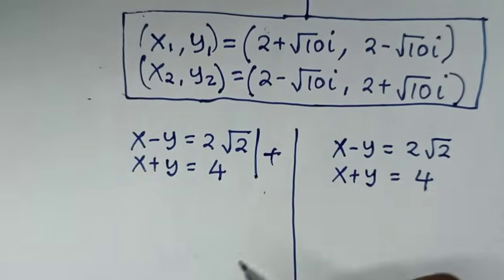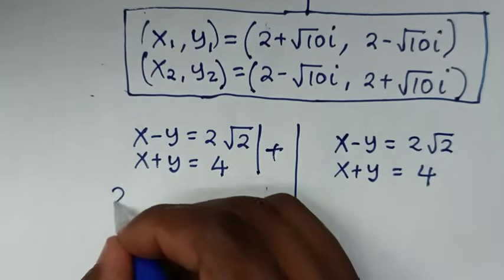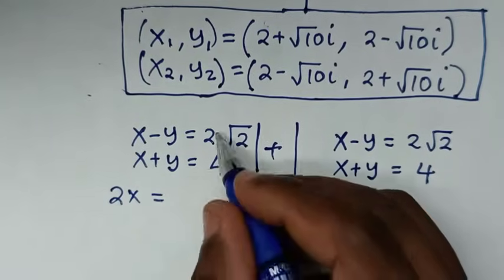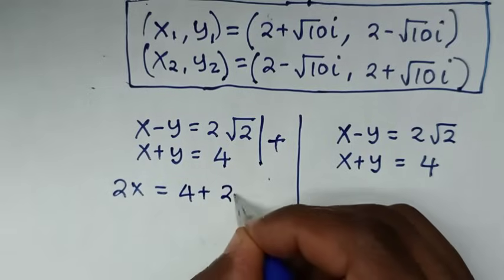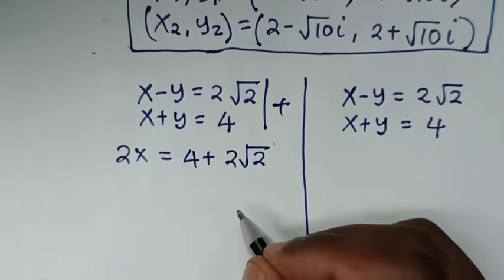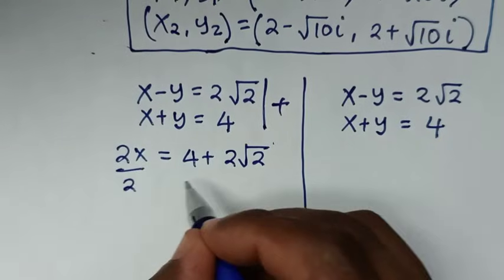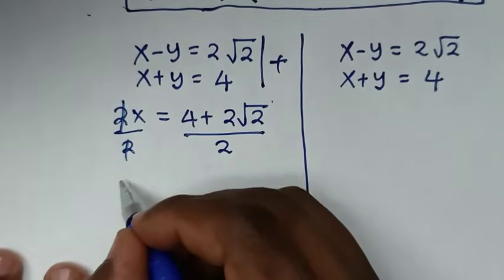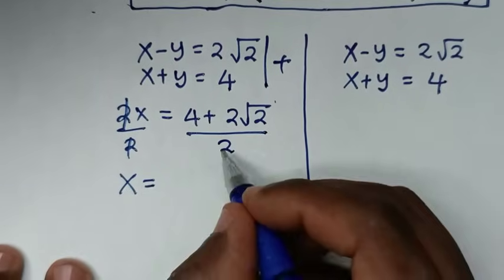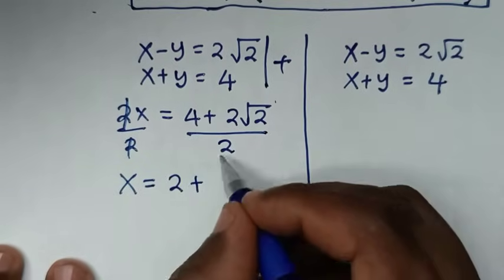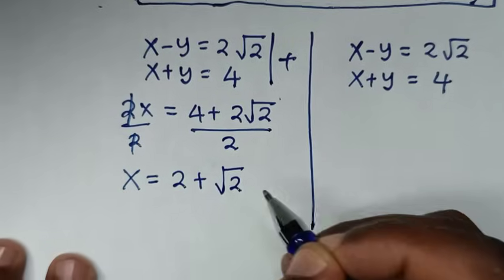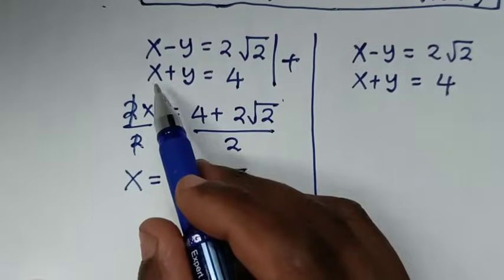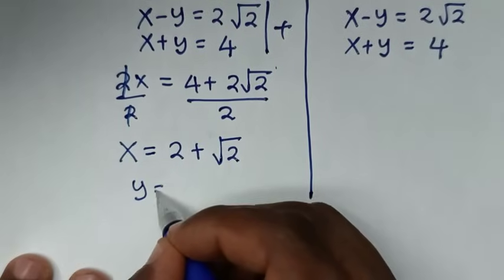We will add the two equations. x plus x is 2x, this plus this is 0, is equal to this plus this, it will be 4 plus 2 square root of 2. Then in here we divide by 2 on both sides, so this and this will cancel. Then x is equal to this divided by this is 2 plus this divided by this is square root of 2.